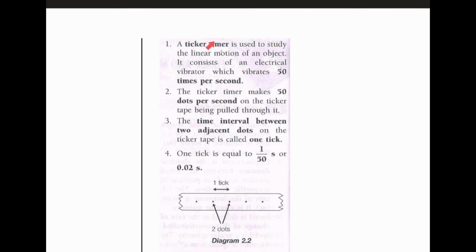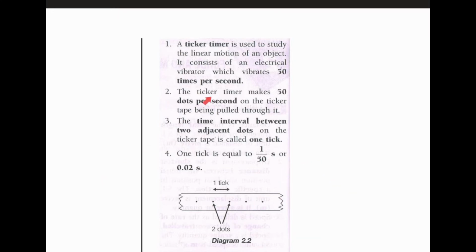A ticker timer is used to study the linear motion of an object. It consists of an electrical vibrator which vibrates 50 times per second. The ticker timer makes 50 dots per second, something like this, dot. It makes 50 dots in 1 second. It's quite fast. So you pull the ticker tape through the ticker timer, and then you can see 50 dots.